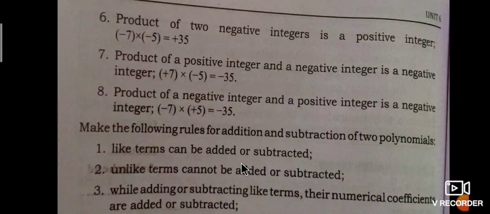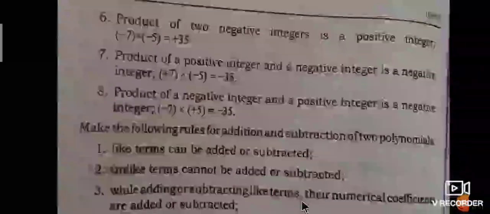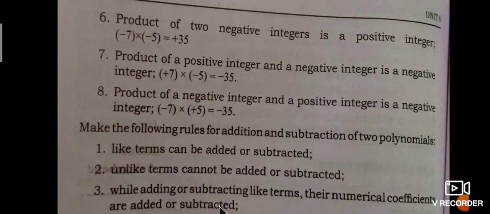Don't add or subtract unlike terms. Next one is, unlike terms cannot be added or subtracted. Unlike terms do not add or subtract. Third one is, while adding or subtracting like terms, the numerical coefficients are added or subtracted. Only the numerical coefficients can be added or subtracted, not variables.